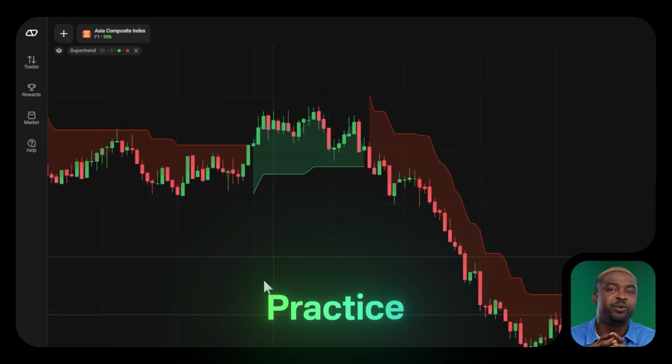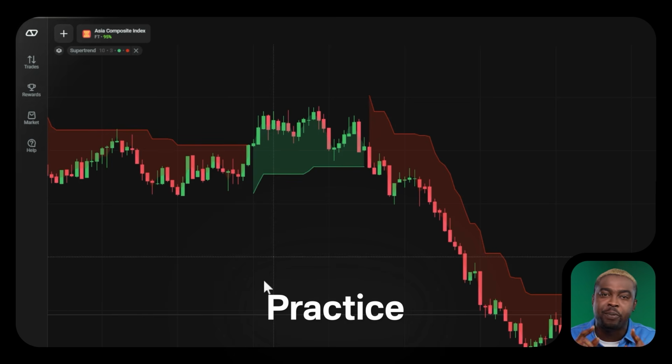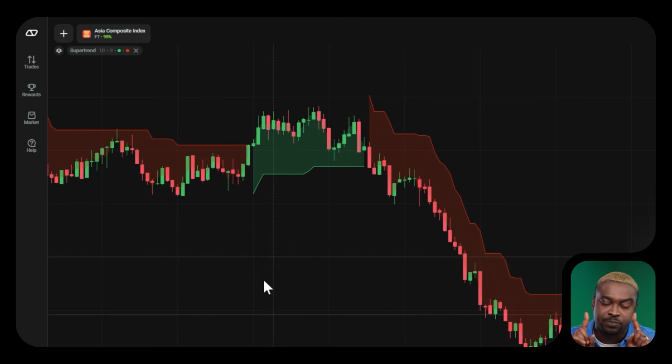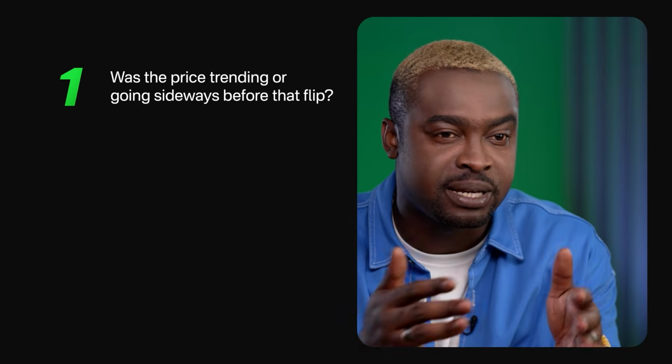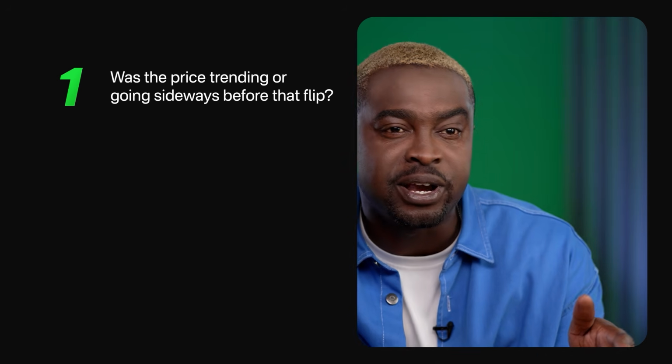Open any chart you're already following, apply the Supertrend strategy and scroll back the last 50 to 100 candles without placing a trade. Every time the line changes color, stop and check 3 things. Was price moving clearly in one direction before that flip? Or was it going sideways?